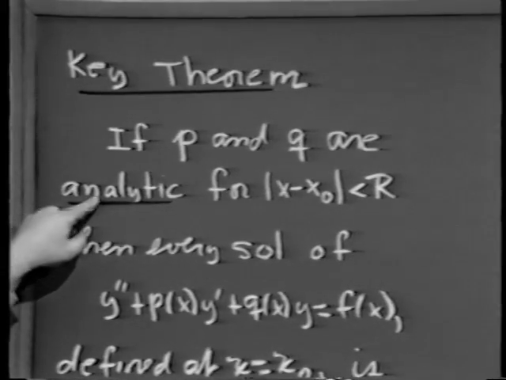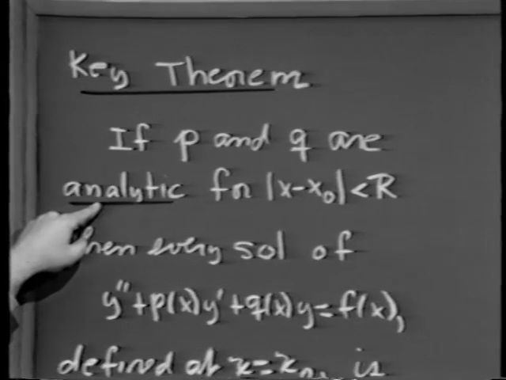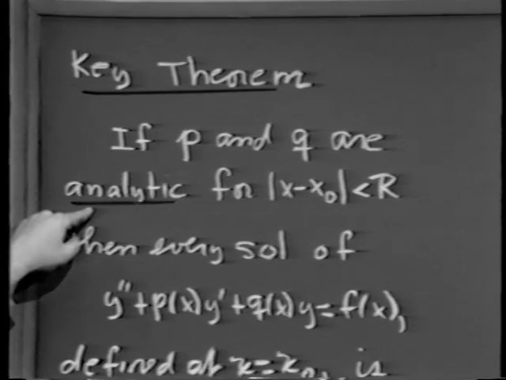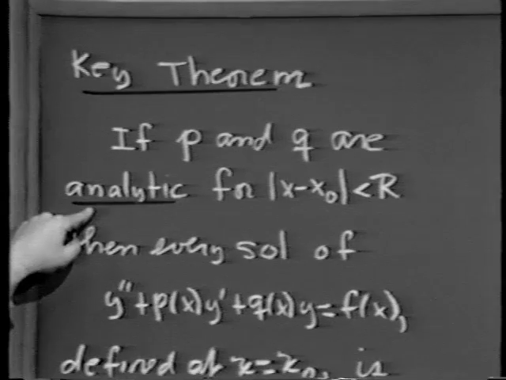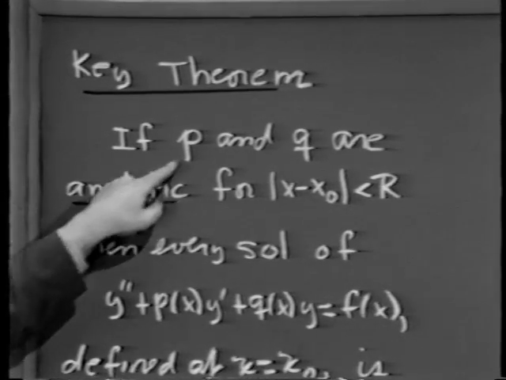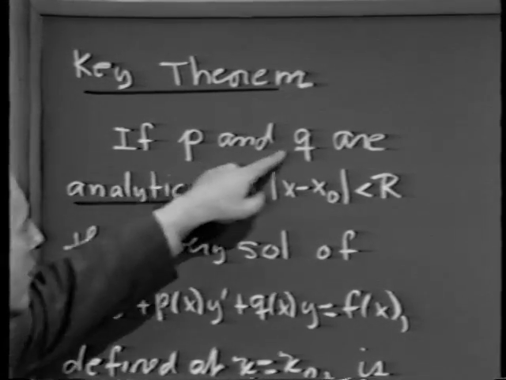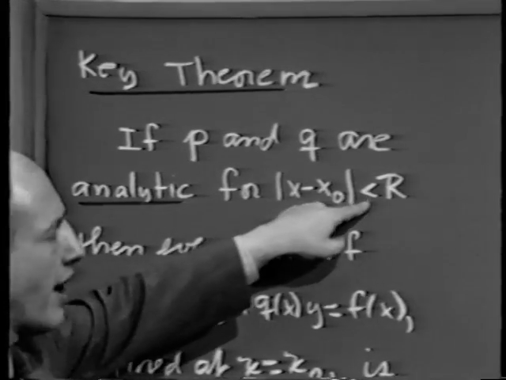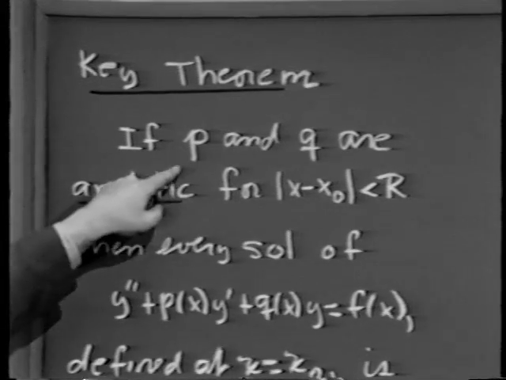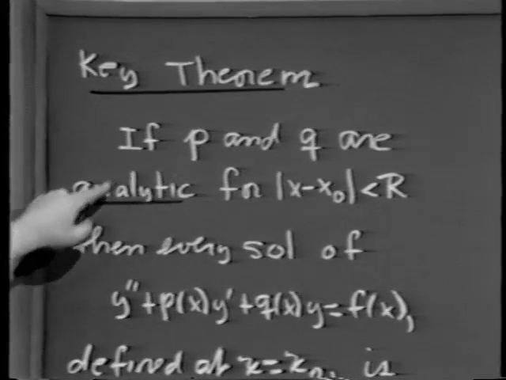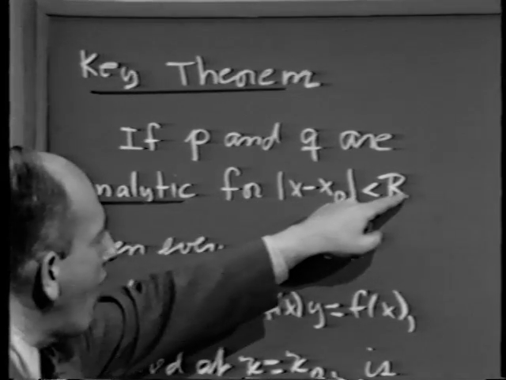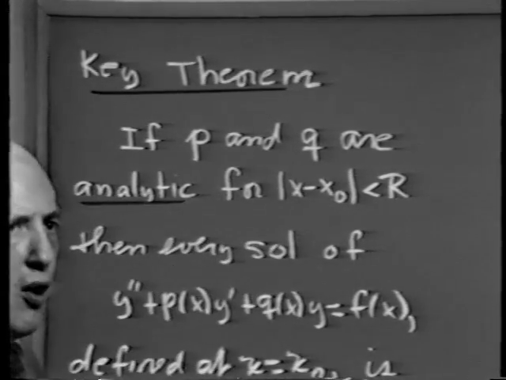And by the way, I've used that word for complex valued functions. Analytic meant that all the derivatives existed. It meant that the function could be expanded or represented by a convergent power series. That's the meaning of analytic even in the real case. When I say that p and q are analytic for absolute value of x minus x0 less than some value r, what I mean is that p and q can be represented by convergent power series for all x which are within r of some fixed point x0.